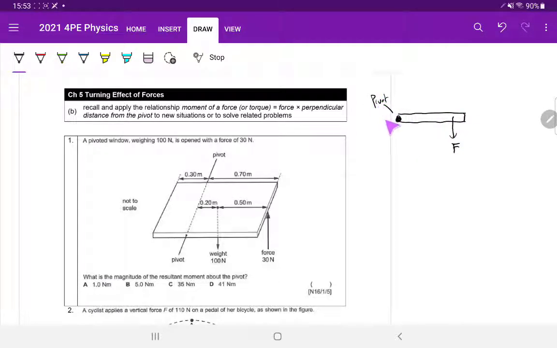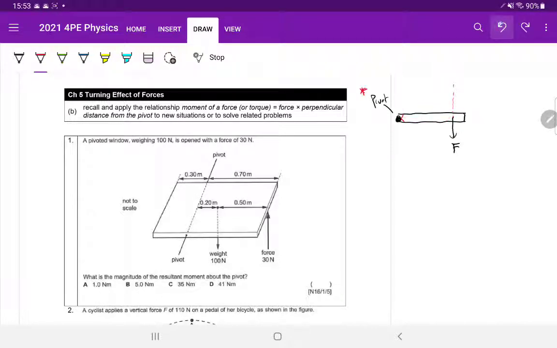When we're talking about moment, it's always about a pivot, because the object always has to turn about a point. So the pivot is absolutely crucial here, and everything depends on where the pivot is and of course where the force is. We have the force here, the line of action of the force, and this perpendicular distance. Very crucially, we need to know what this distance refers to.